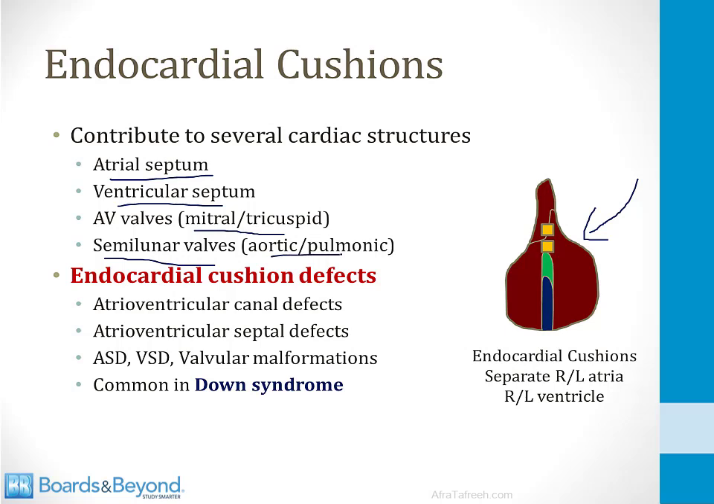And sometimes children are born with a form of congenital heart disease called endocardial cushion defects. These are also sometimes called atrioventricular canal defects or atrioventricular septal defects. And these defects involve several different parts of the heart in the adult. They can involve the atrial septum and involve an atrial septal defect. They can also include a VSD, and they can also include valvular malformations. And this type of embryologic heart defect is common in children with Down syndrome, which I talk about in the video on Down syndrome in the genetics section.